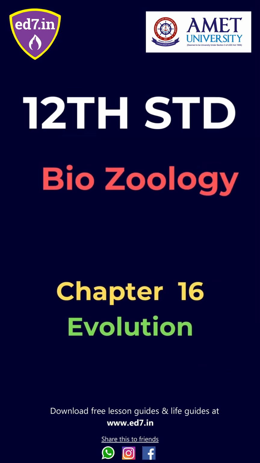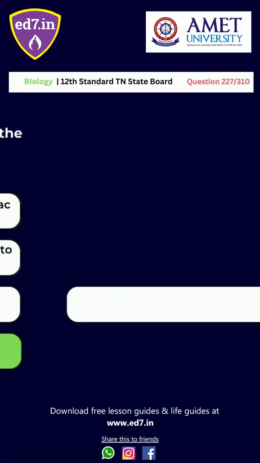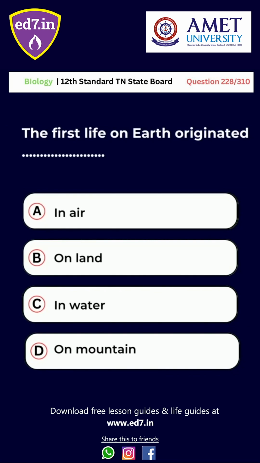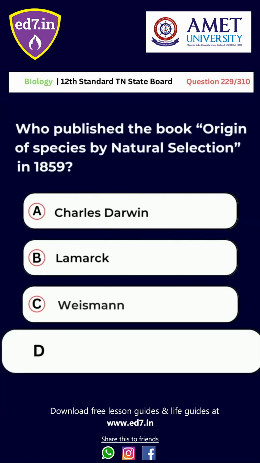Chapter 16, Evolution. Question number 228. The first life on Earth originated A. in air, B. on land, C. in water, D. on mountain. Right answer for this question is option C. In water.